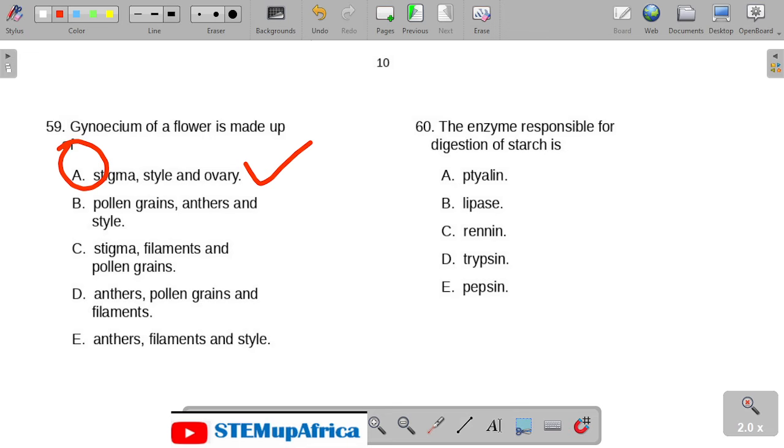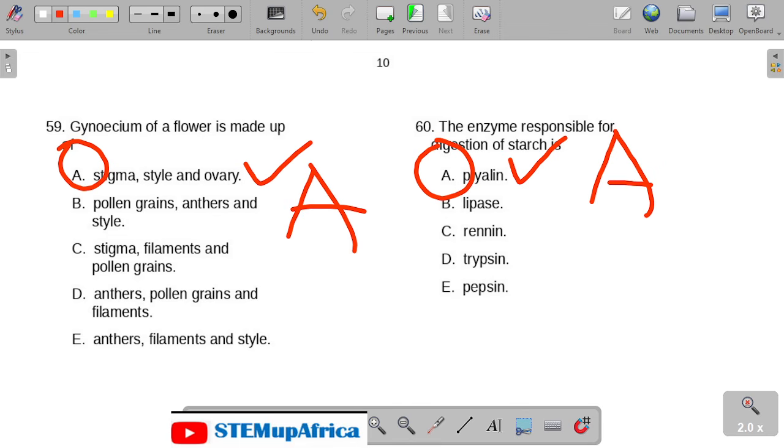Question 60, the enzyme responsible for digestion of starch is simply option A. So 59 and 60 are both A's. So this is all we can take.